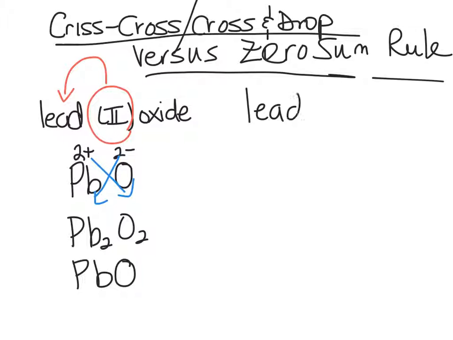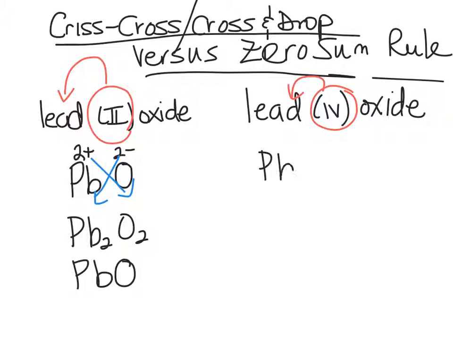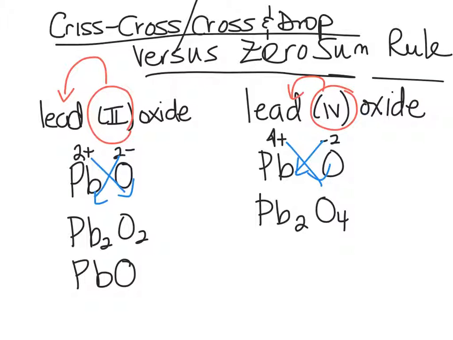Lead 4 oxide. The 4 tells us the charge on the lead is +4. Oxygen is still -2. Crisscross or cross and drop, we have Pb2O4, reduced to the lowest common multiplier. Divide both by 2, we get PbO2. So this is your grade 9-10 crisscross or cross and drop rule.